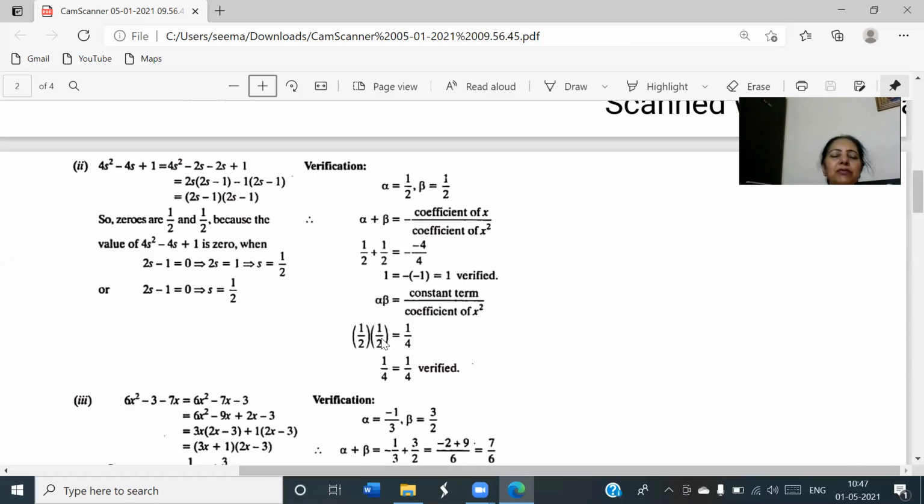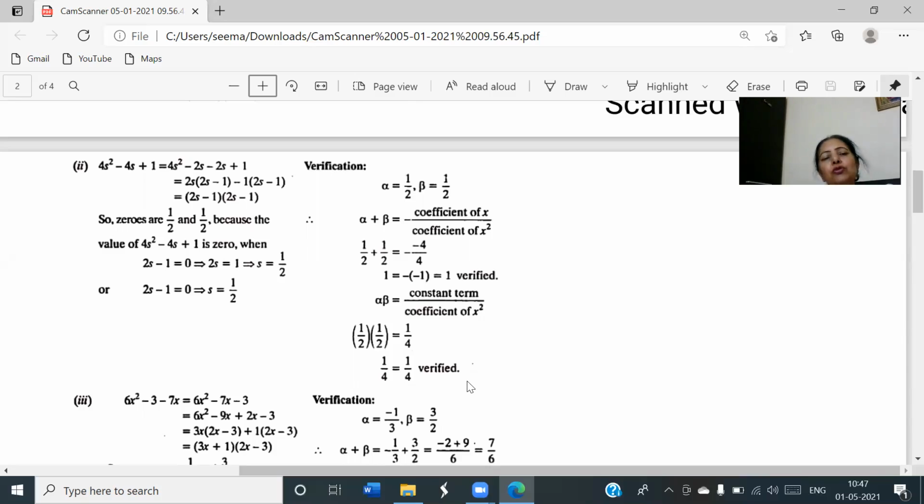Second relation is product of zeros is constant term divided by coefficient of x square. Alpha is 1 by 2 and beta is 1 by 2. Constant term is 1 and coefficient of s square is 4. Therefore, by simplifying, we are getting LHS equal to RHS. Hence, it is verified. Both the relations are verified.